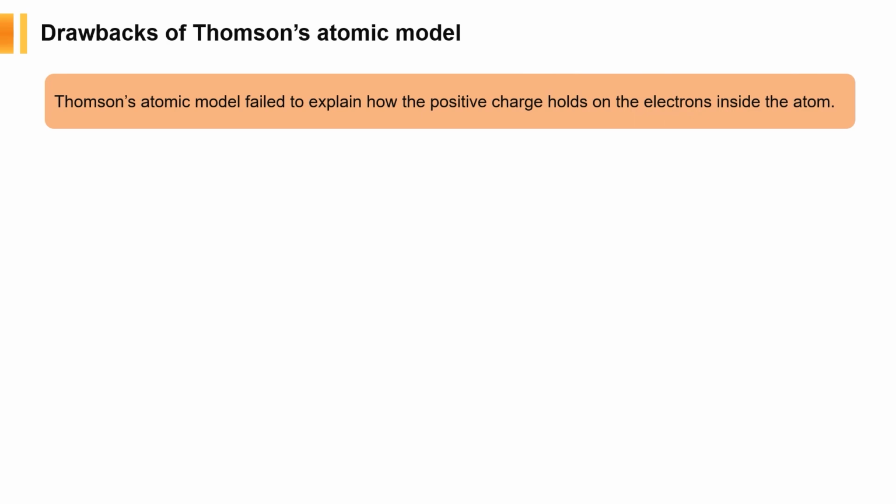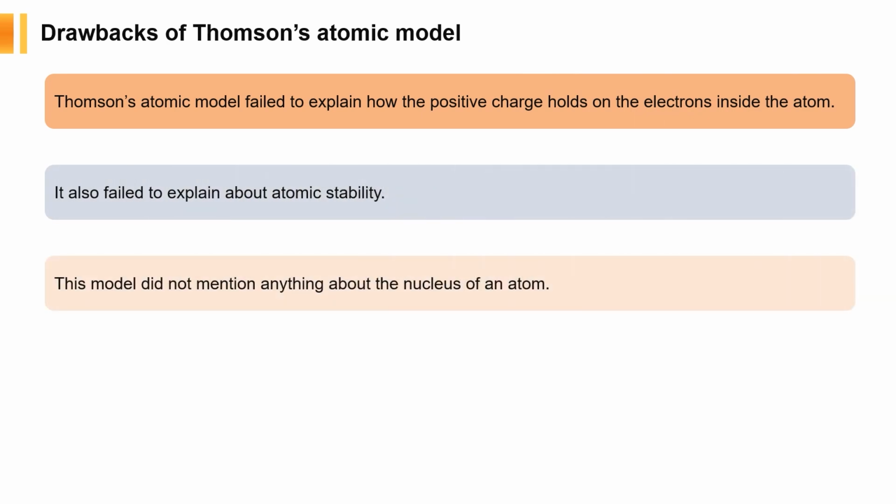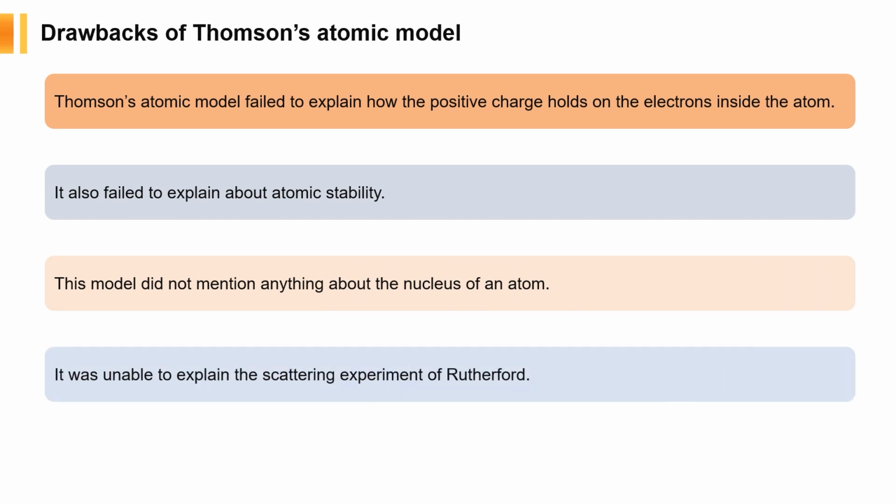The drawbacks of Thomson's atomic model are: Thomson's atomic model failed to explain how the positive charge holds on to the electrons inside the atom. It also failed to explain atomic stability. This model did not mention anything about the nucleus of an atom, and it was unable to explain the scattering experiment of Rutherford. Now that we have mentioned Rutherford, let's discuss Rutherford's model of an atom.